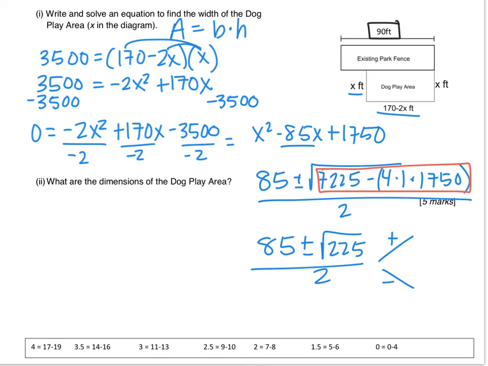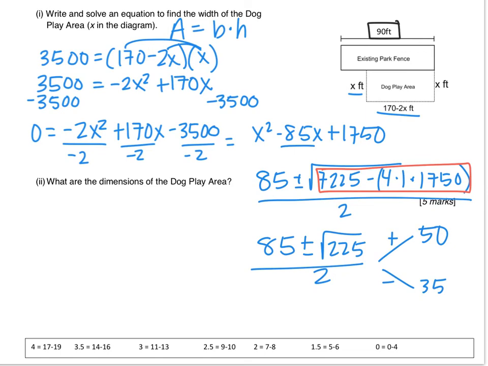So the answer I get from adding is 50. The answer I get from subtracting is 35. All right, so now we have two positive numbers. Which one are we going to pick?